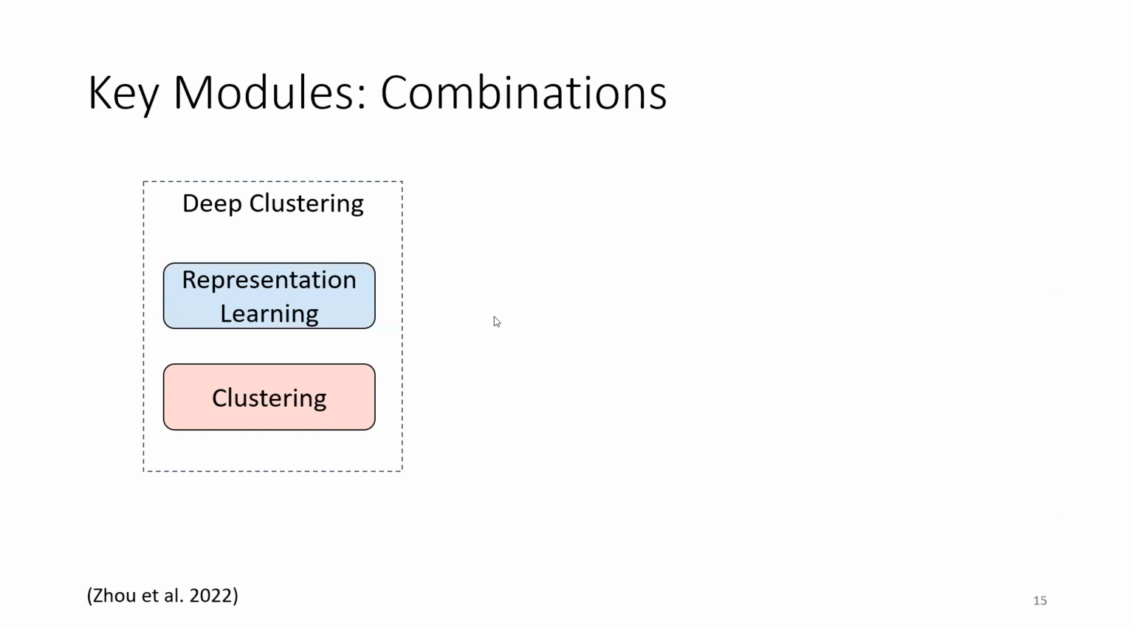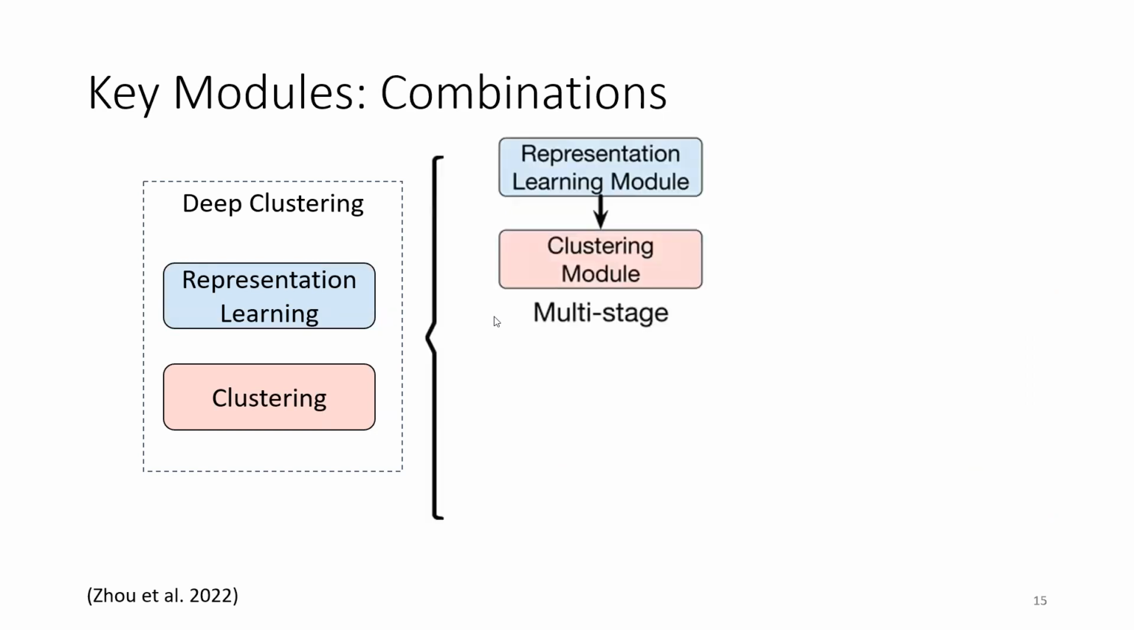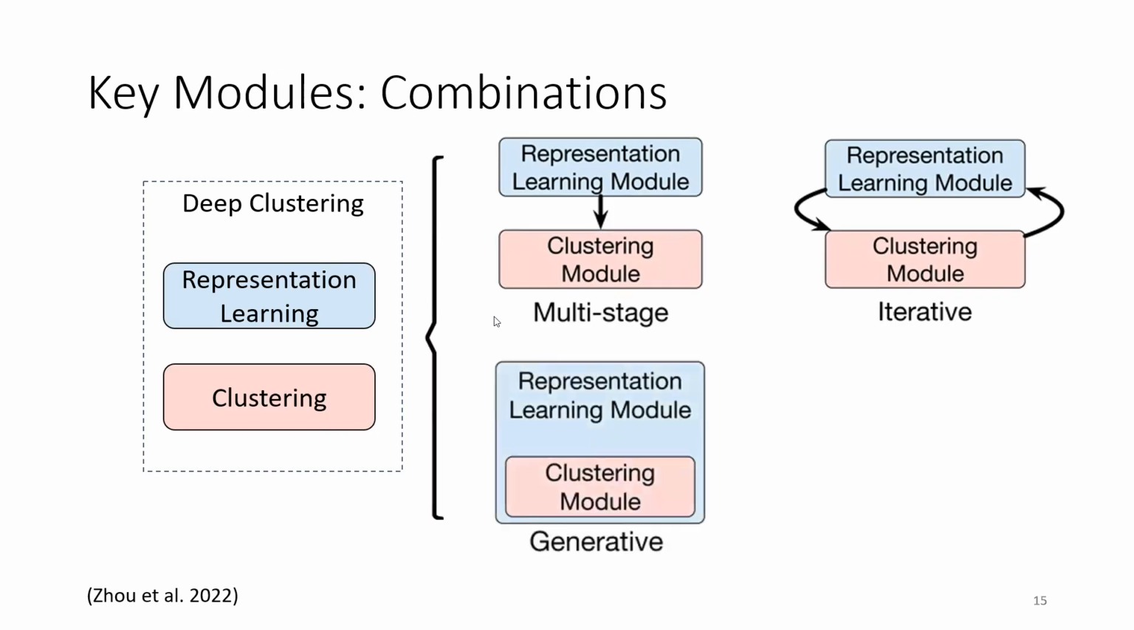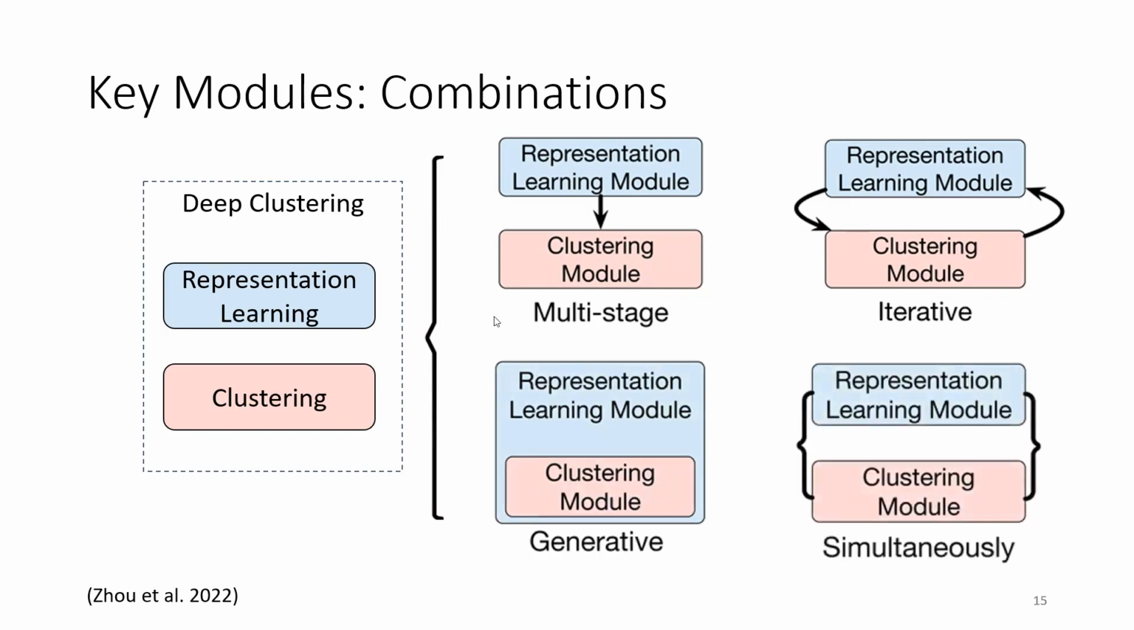The modules can be combined in 4 different ways. One, multi-stage, where each module is trained in a sequential manner. Iterative is the same as multi-stage, but done in smaller steps and iteratively. Generative combines these two together and is very integrated. And finally, we have simultaneous learning where each module is trained together. For our case, with autoencoders and self-training, multi-stage and simultaneous training apply. However, we will be focusing on simultaneous training because this is the state of the art and it solves some of the problems of multi-stage training.